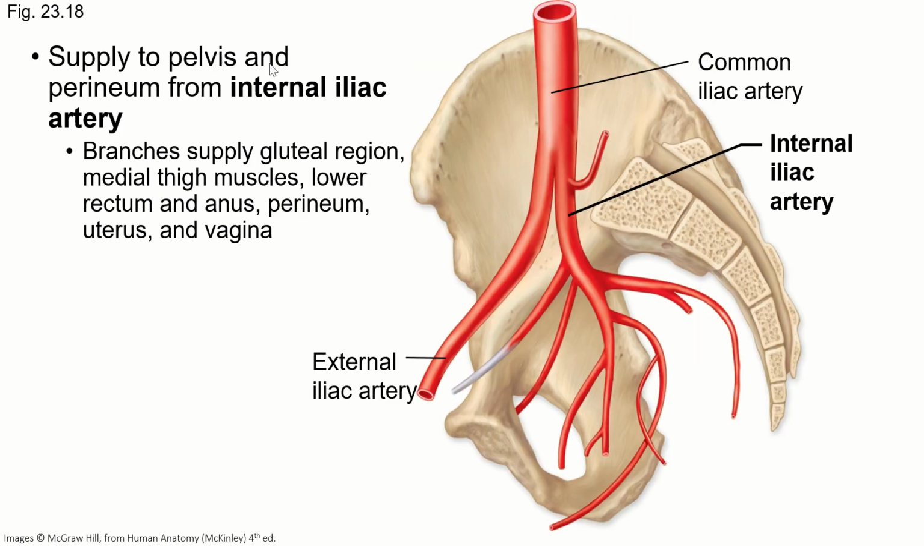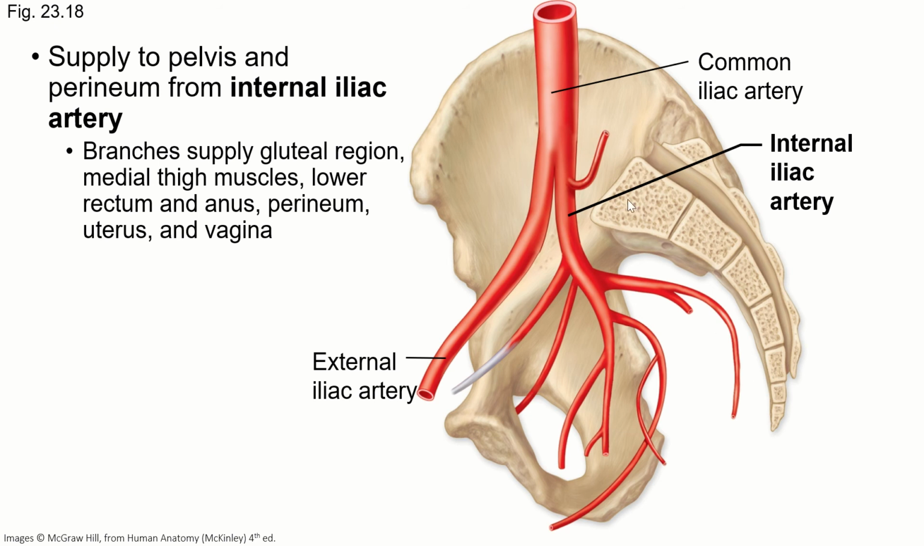The blood flow to the pelvis, like I said, and to the structures of the perineum, that's the bottom of the pelvis, branches off of this internal iliac artery. Okay, so here's the common iliac. This, of course, is the ilium. The iliac is named because it travels next to the ilium.